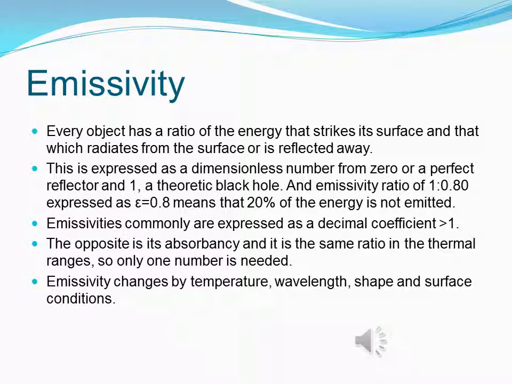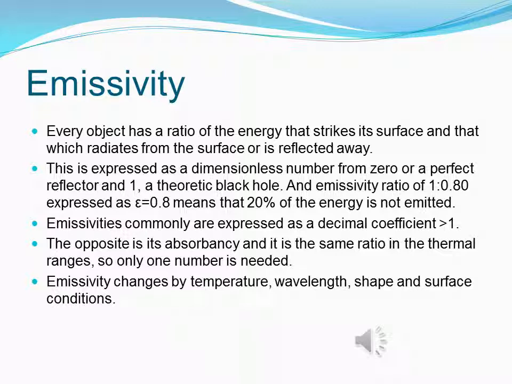Now, the opposite of that is absorbency. Absorbency is the rate at which electromagnetic radiation strikes a surface and is absorbed, or is reflected back in the direction it came from. Actually, it's angle of incidence versus angle of reflection. So let's say light strikes a mirror at 30 degrees, it will leave in the opposite direction at 30 degrees. So the angle of incidence is equal to the angle of reflection.